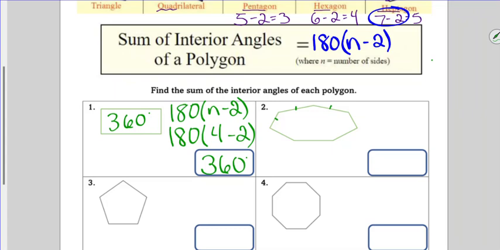1, 2, 3, 4, 5, 6, 7 sides. So 180 times 7 minus 2, or 180 times 5 is 900 degrees.